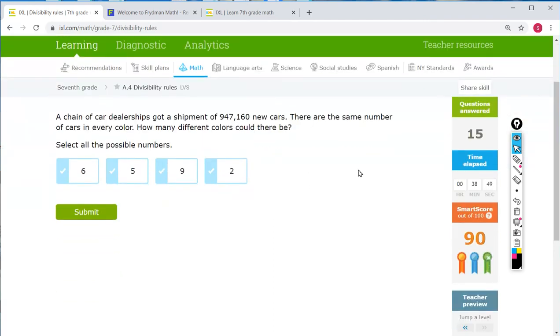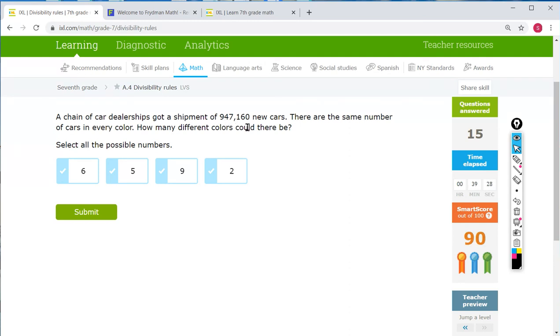Okay, so it's a word problem now. A chain of car dealerships got a shipment of 947,160 new cars. There are the same number of cars in every color. How many colors could there be? All right, select all the possible numbers. So this question is basically asking us which of these numbers goes nicely into 947,160?